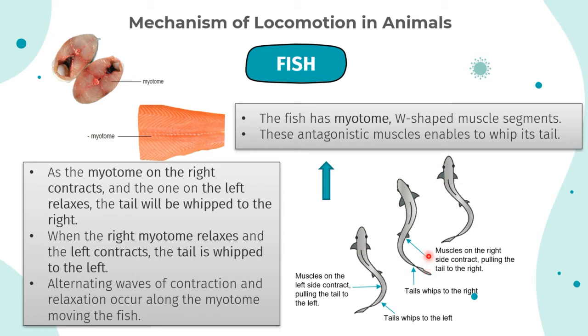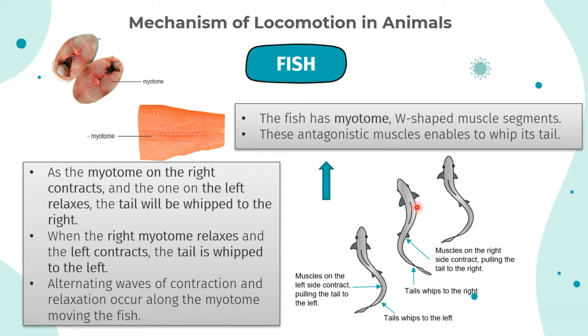So I repeat, what happened here? When the right myotome contracts, at the same time the left myotome relaxes. And then what happened? The tail will be whipped to the right, or moved to the right. Why does the tail move to the right? Because the right myotome contracts. Please remember, when the muscle contracts, it will create a pull force. That pull force will cause the tail to move to the right.